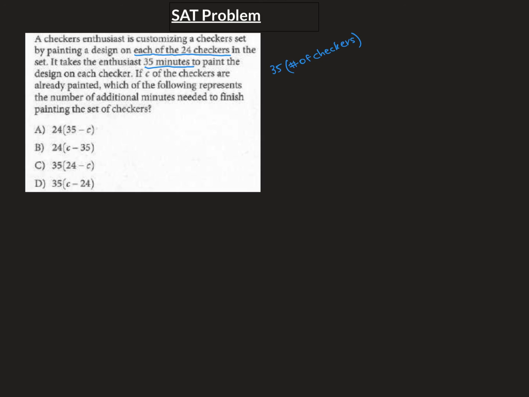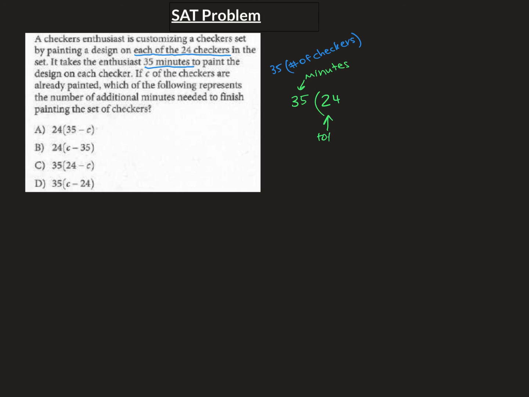And if C of the checkers are already painted, which of the following represents the number of additional minutes needed to finish? So using what I said earlier with the 35 times the number of checkers, what we can do is we can just take 35 once again, which is our minutes, and multiply it by the number of checkers we have left to paint. So we're only multiplying it by the number of checkers that are left. And we know that there are 24 in total.